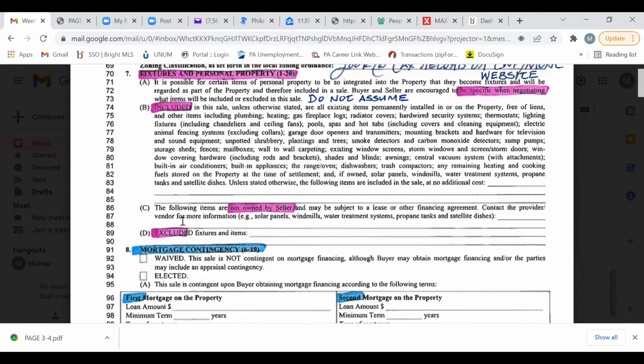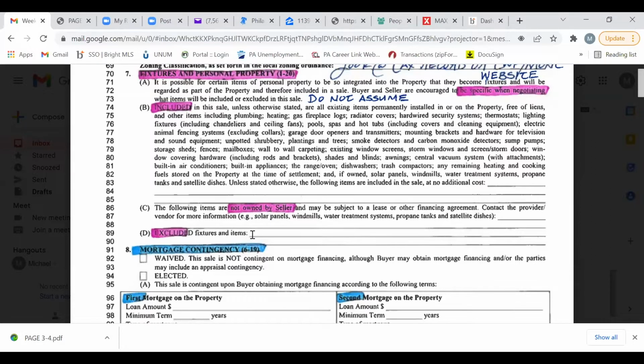Part D talks about the excluded fixtures and items. So that's where you can type in what's excluded. And usually in Bright, a lot of agents now are very specific with what's included and what's excluded. So just take a look at that and make sure you know what stays and what goes before you execute a contract. Okay?